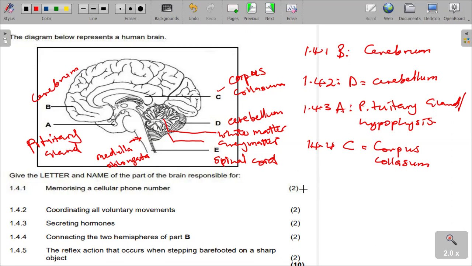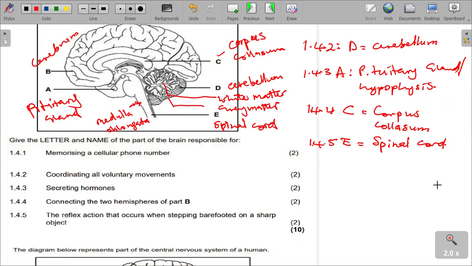And then 1.4.5, the reflex action that occurs when stepping barefooted on a sharp object. The part responsible for causing the reflex action is E, which is the spinal cord. That is very correct. These are the structures found on the human brain.